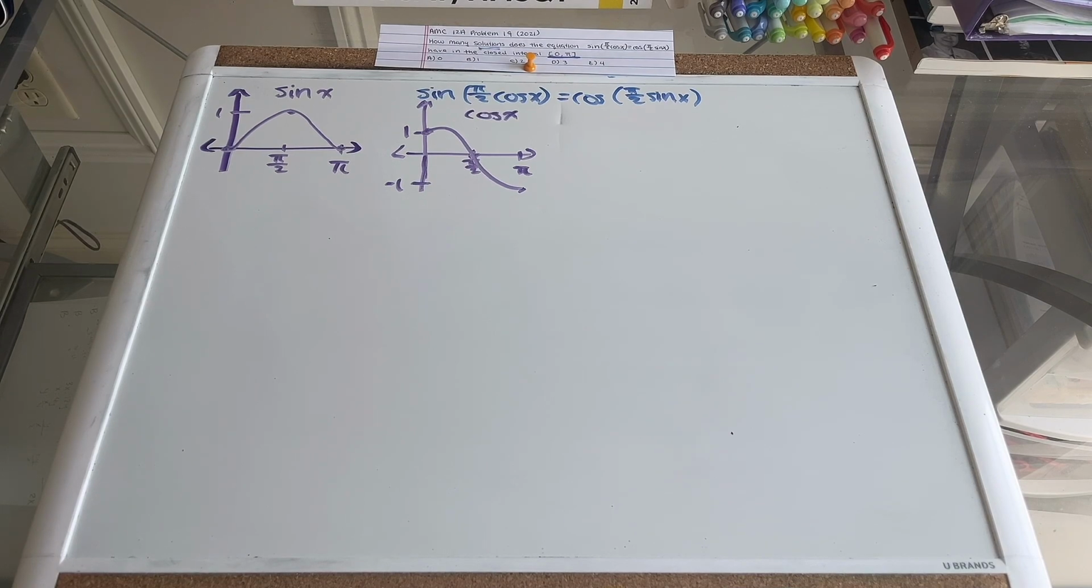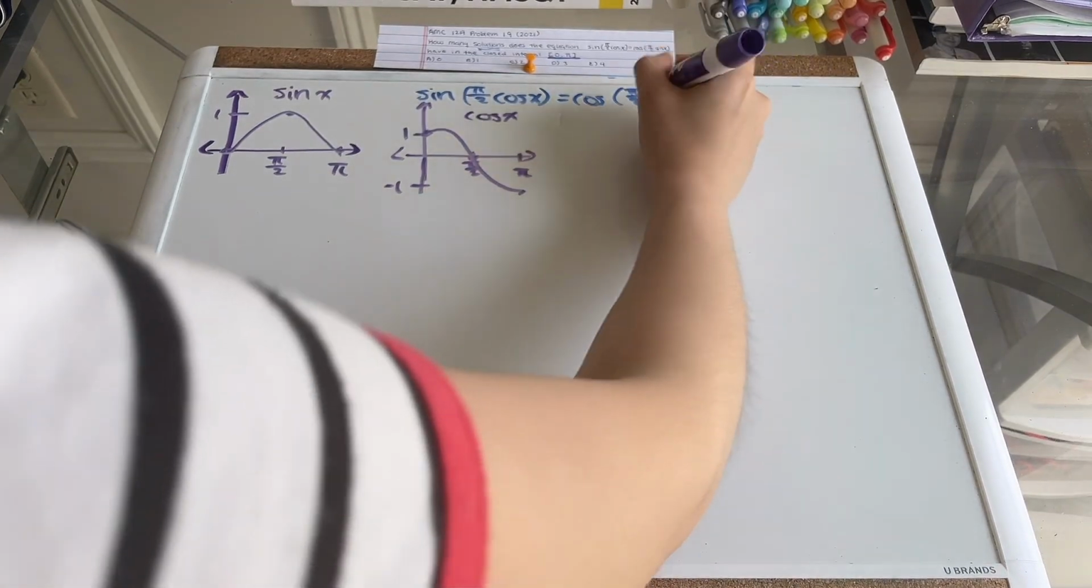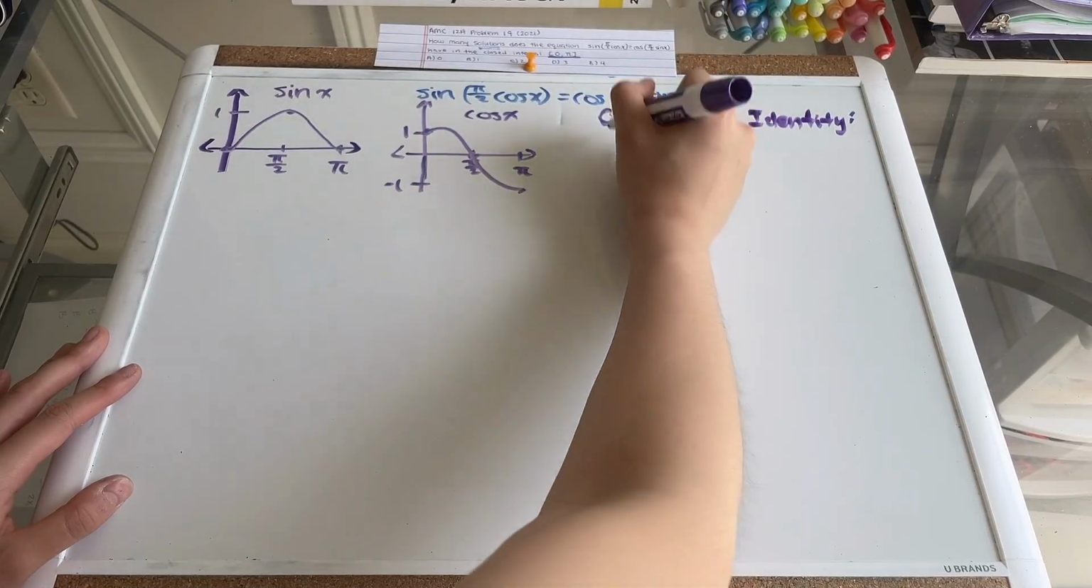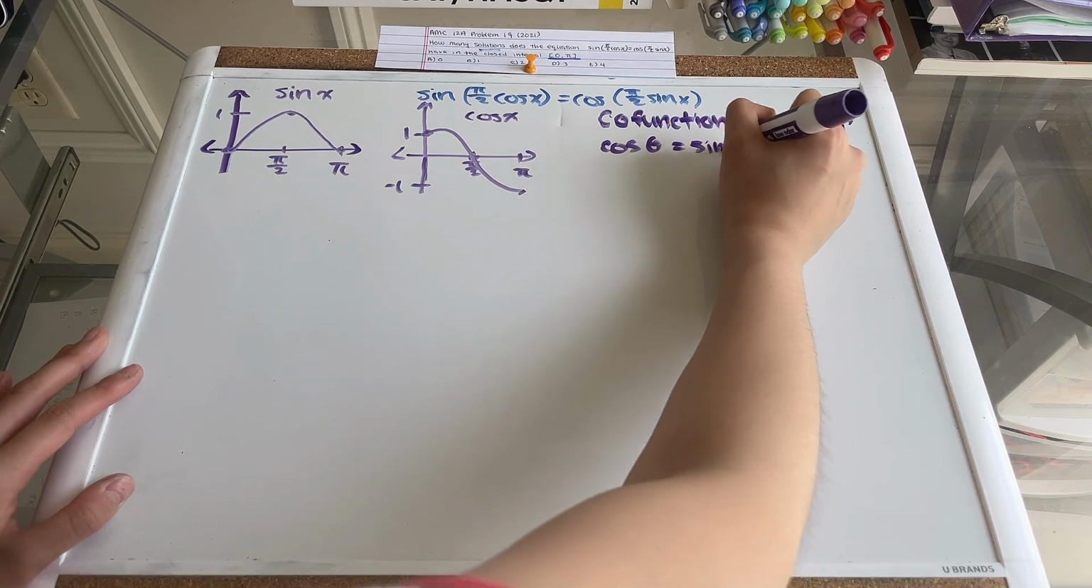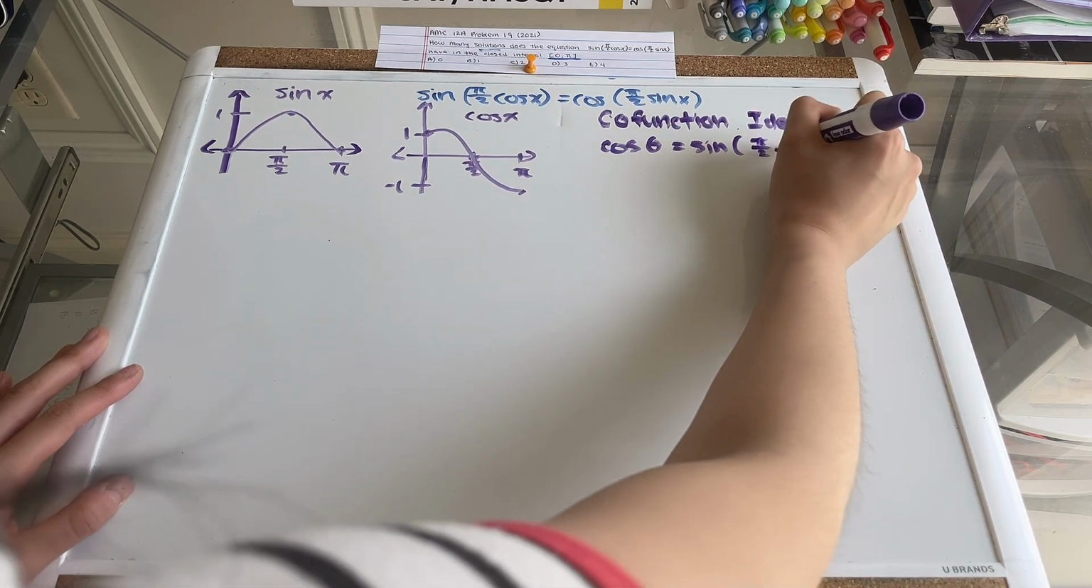Now, to solve this problem, we have to first simplify, and we can use the cofunction identity, which basically states that the cosine of theta is equal to the sine of pi over 2 minus theta.